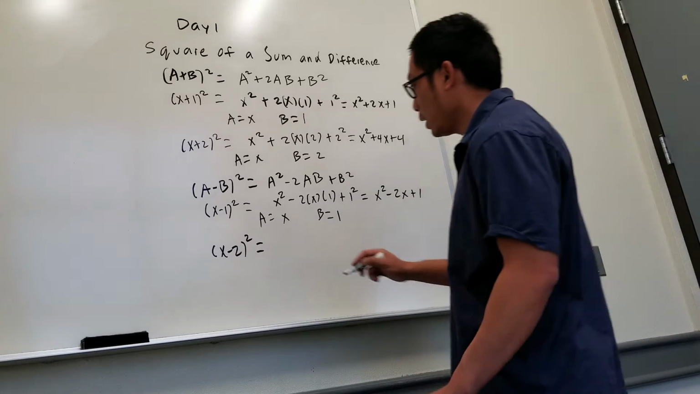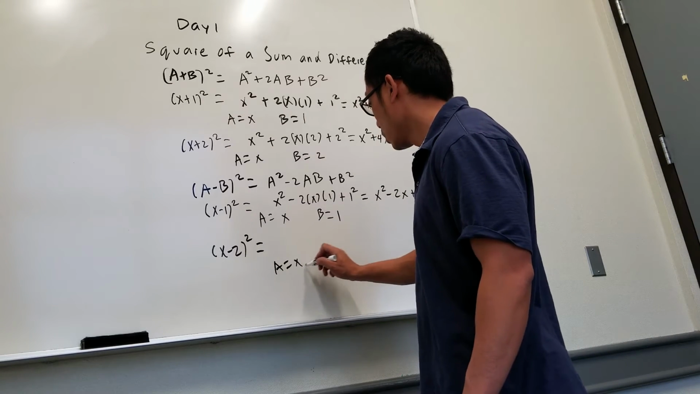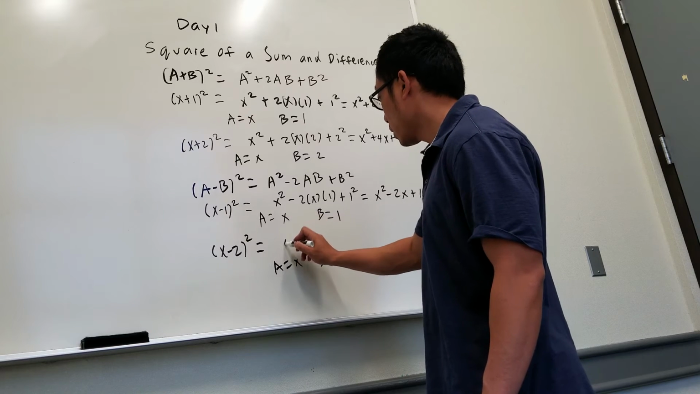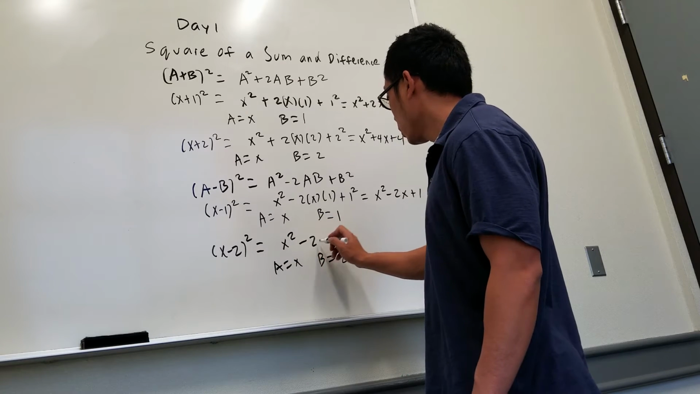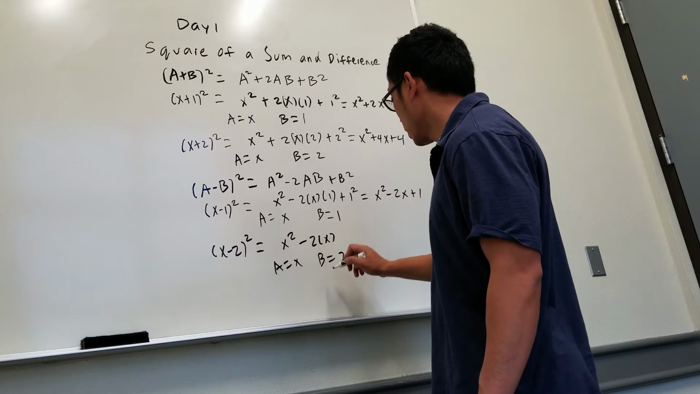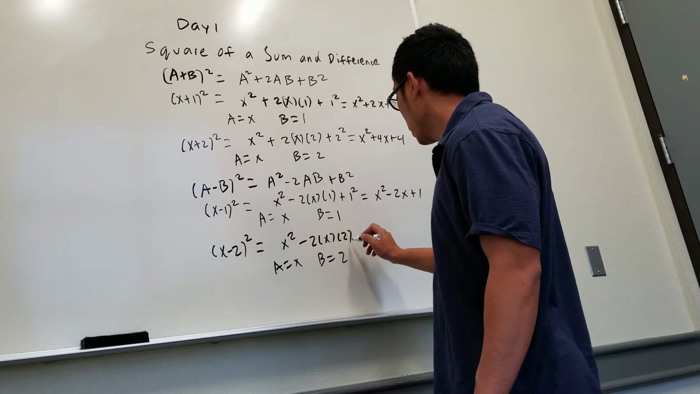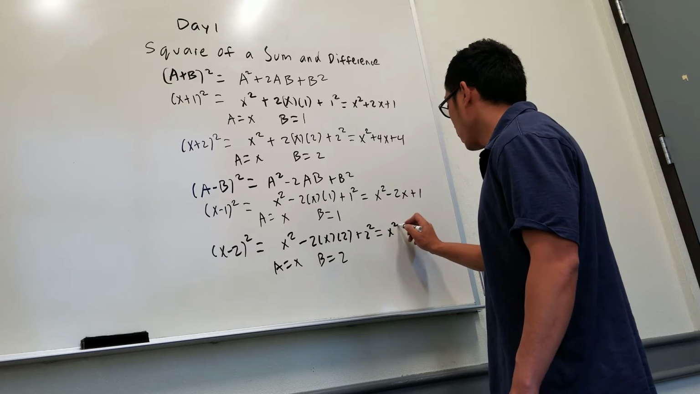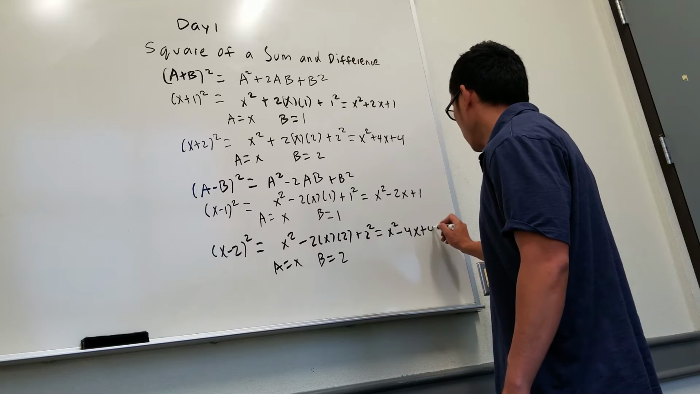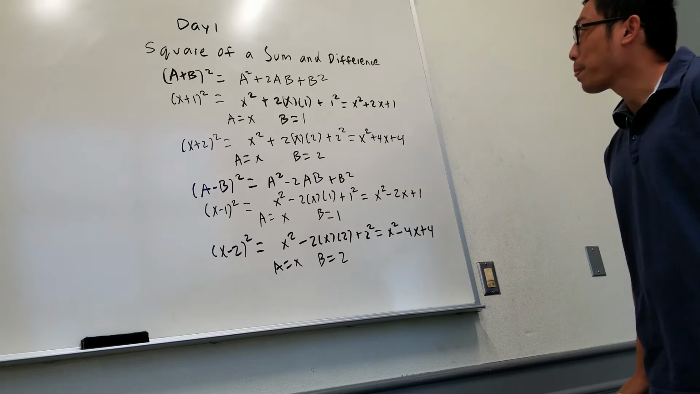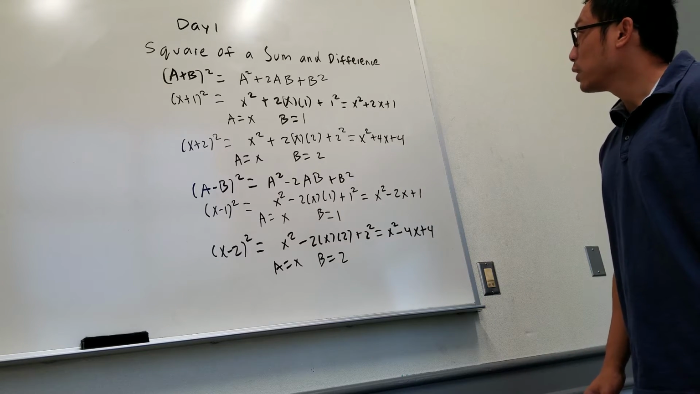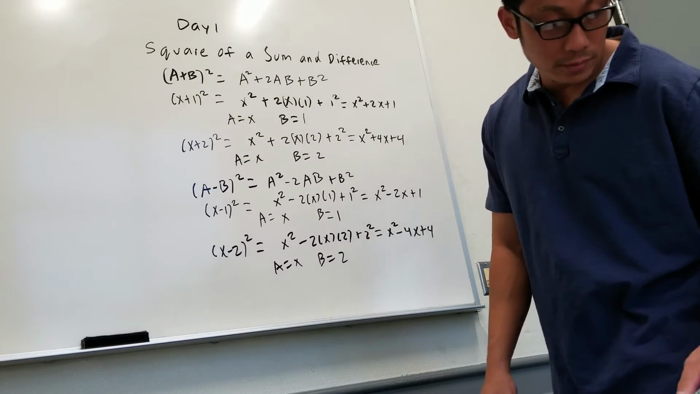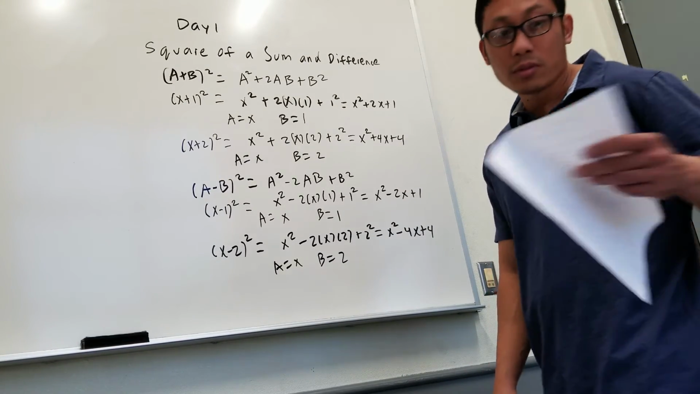So we identify a is equal to x, b is equal to 2, not negative 2, right? So we have a squared is x squared minus 2ab, which is 2 times x, times b, which is 2. Then what? Plus b squared. You have x squared minus 4x plus 4. And that's it. So we just had a square of a sum and differences. Okay, let's move on.